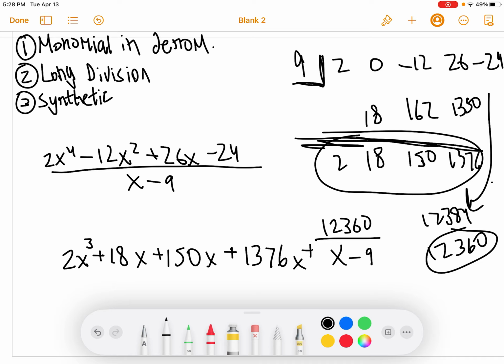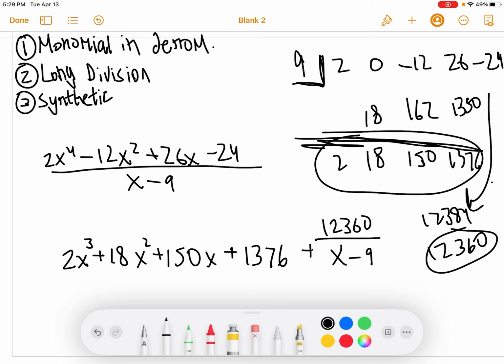Oh, yeah, sorry. So you don't do it 1 less necessarily. You start with 1 less than what it was. So that's 3. But then you just make the exponents lower and lower. When there's 1, there's nothing there that you need to write, and when it's 0, there's no x at all. So this would be our answer: 2x cubed plus 18x squared plus 150x plus 1376 plus 12,360 divided by x minus 9. There you go. That is not such a good answer, but that's how it has to be.